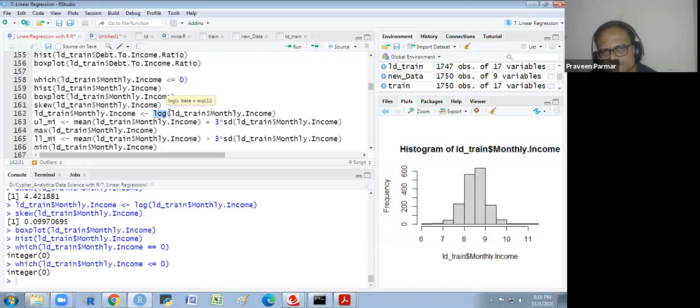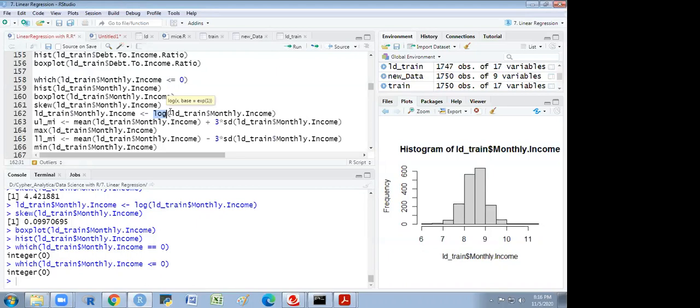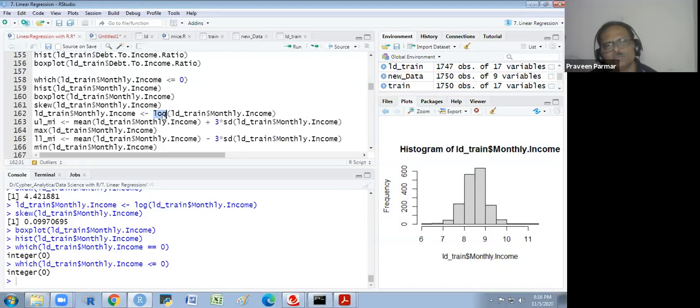Okay. Square root function, we use that. Not the square root, cube root. But cube root we will not use.